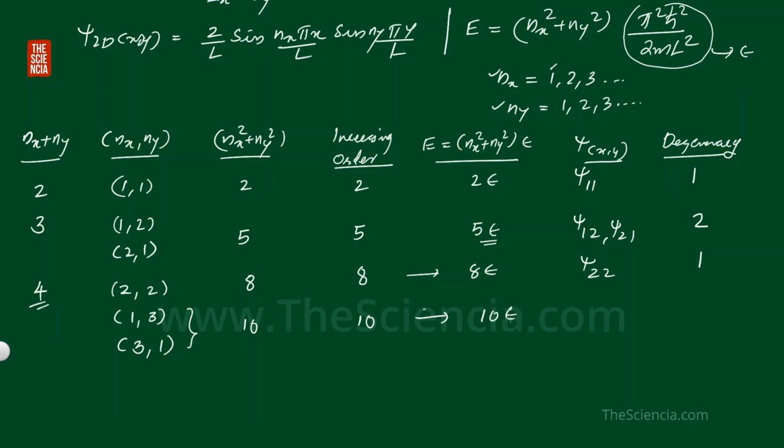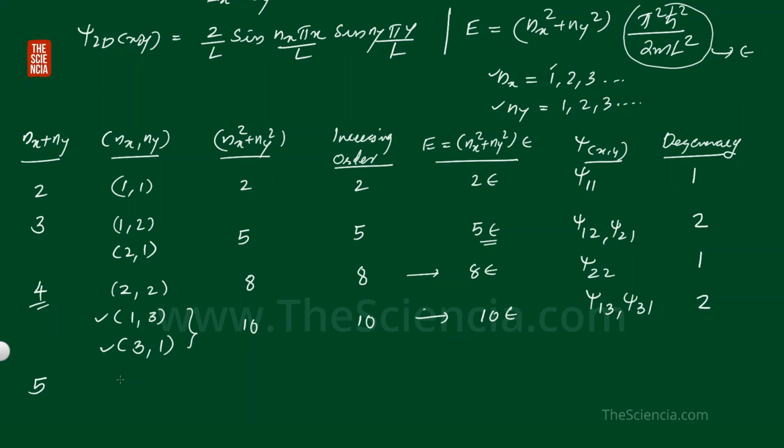But see, for this, both states, psi 1 3 and psi 3 1, have the same energy. That means it is a degenerate state and its degeneracy is 2, because two states have the same energy. Similarly, you can calculate for 5, that is how we can make 5 from combinations of nx and ny.